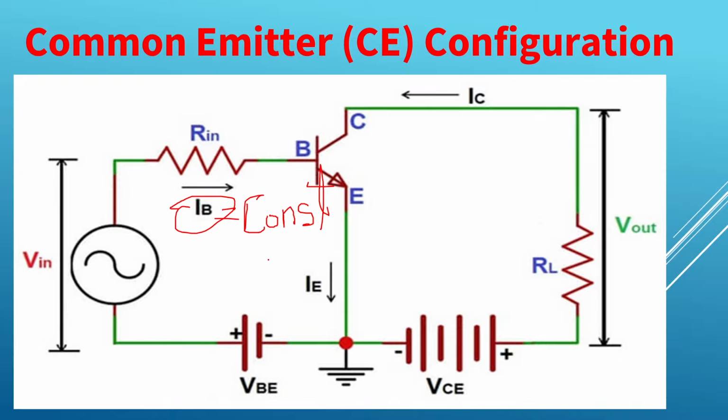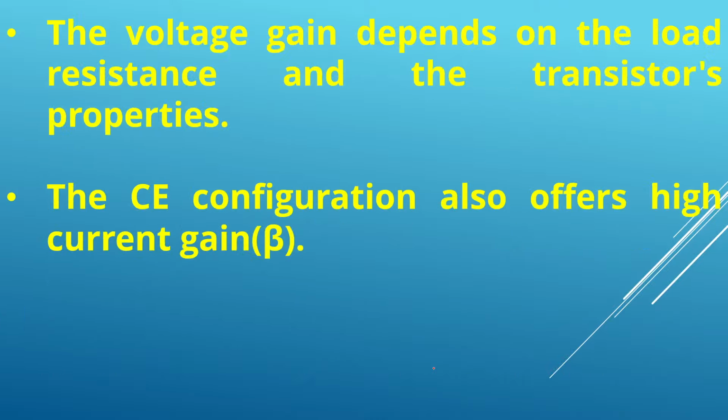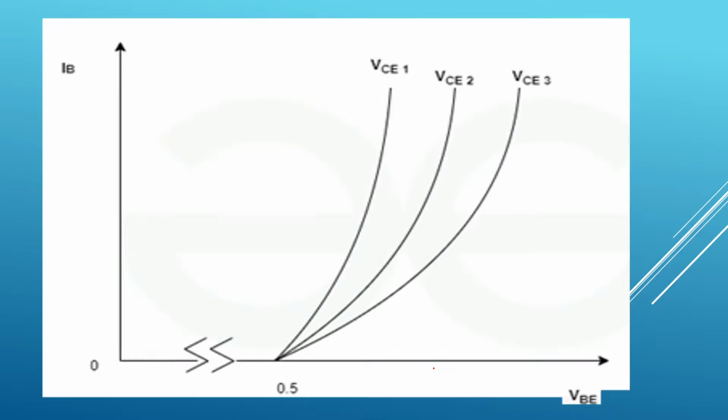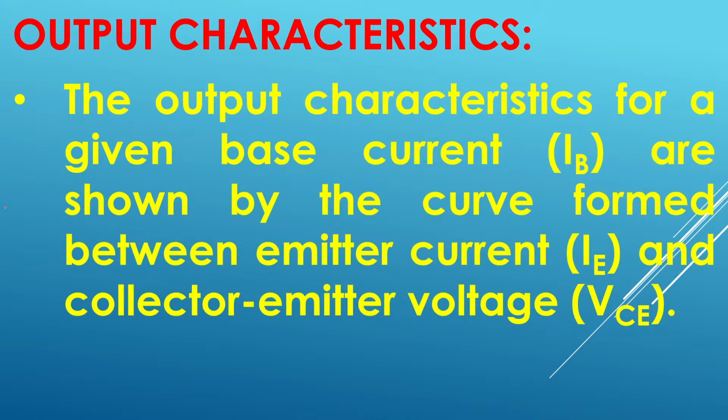So assuming the input current is constant, what are my output parameters? It is common emitter. The output parameters are IC and VCE. So let us see the output characteristics.